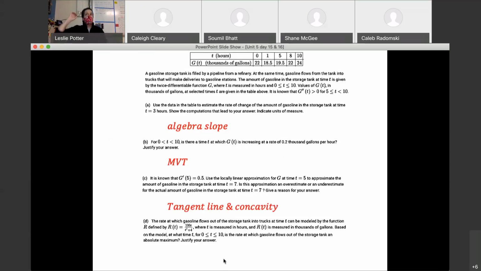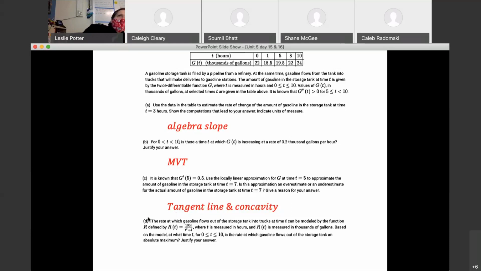Finally, the first three, we've done those. We do those problems quite regularly in every unit. Tangent line, mean value theorem is from the beginning, but algebra slope and tangent line, I'm giving those problems in every unit multiple times. They just show up that often. And then finally, D is your optimization problem. We know this because the question stem is asking for an absolute maximum. So we're trying to optimize. We want to find where the rate is a maximum.